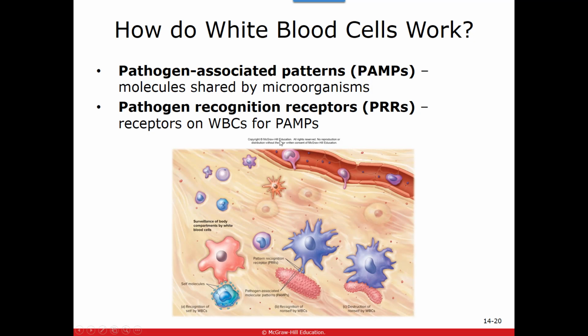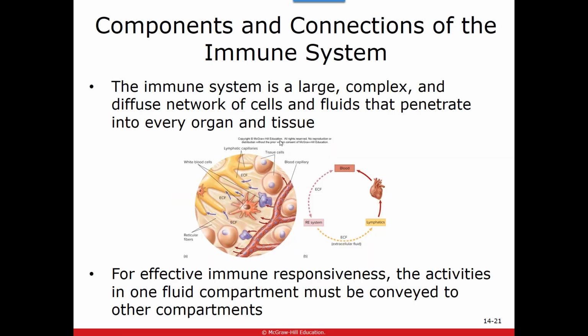Now, the immune system itself, it's a large, complex network of cells and fluids that is patrolling the entire body. And it has to, because you can get microbes into the body in so many different places, so your immune system has to constantly be patrolling all the organs, all the tissues, looking for foreign invaders.